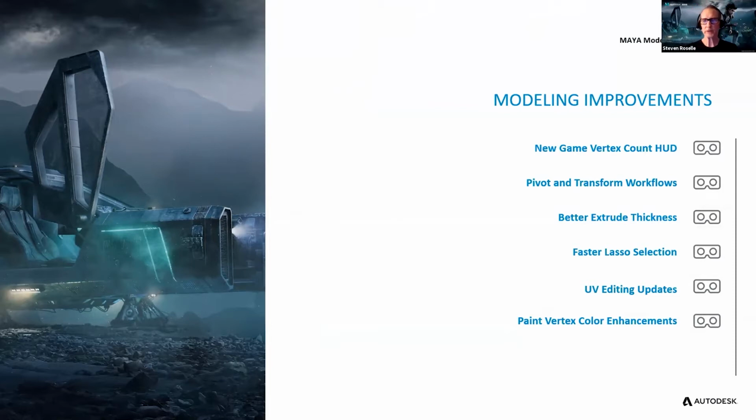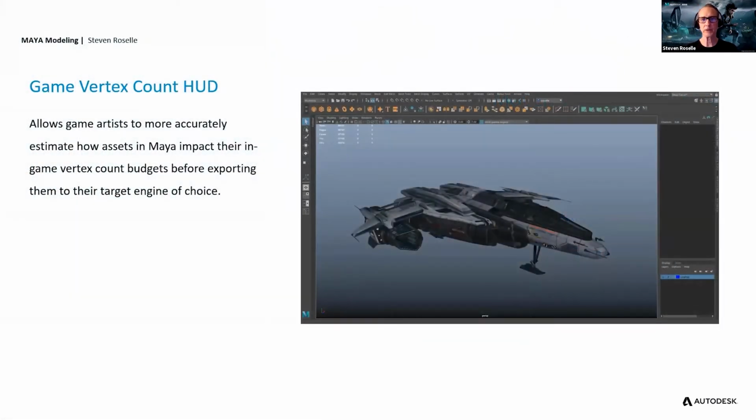Now, this first one that we're going to talk about is targeted specifically for game asset artists, people who are building assets for games, and they want to see the budget count, the polygon budget count that they're going to deal with in Maya before they ever get to Unreal or to Unity. So it's called the Game Vertex Count HUD.